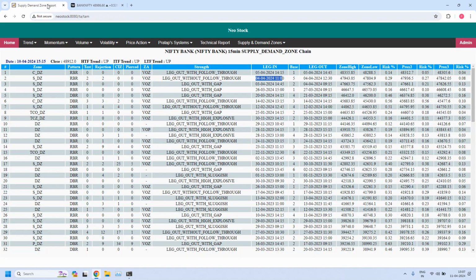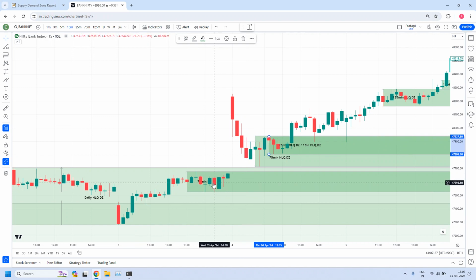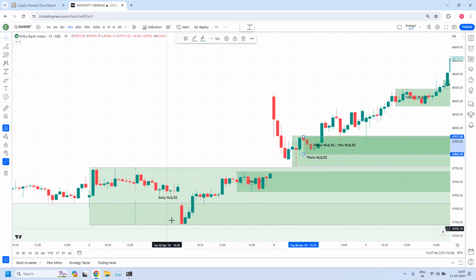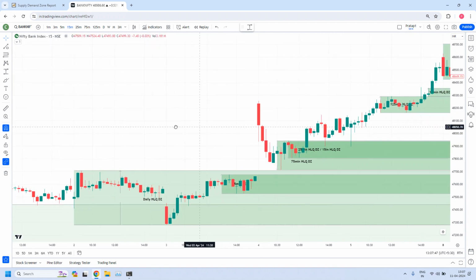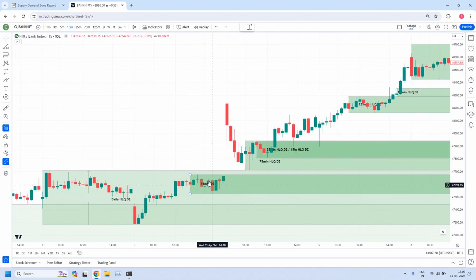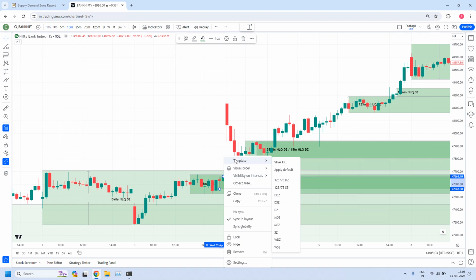So what is the next zone? The third one, S_DZ again. This is a fresh zone. So where is it? On 3rd April, 14:45, 2 base candles. This is the one. We have a rally and 2 base candles. See here, we have a daily high liquidity zone. Inside the daily high liquidity zone, we have a 75 minute zone. Inside the 75 minute zone, we have a 15 minute zone. Inside 15, if you find a 5 minute zone, definitely this fine-tuned area has very good order flow. So this is a rally base rally.